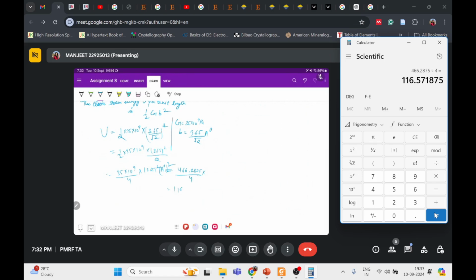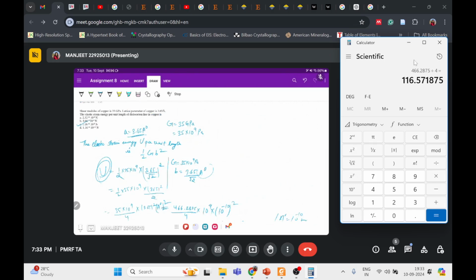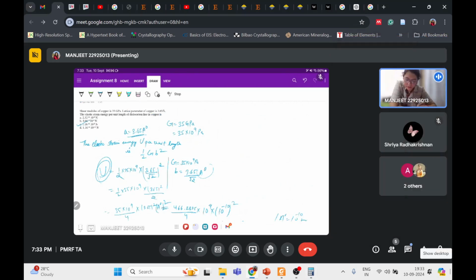So 1.16, you just have to put the values in the formula. The elastic strain energy per unit length will be half G B square. G is given, that is 35 into 10 to the power 9 pascal, and the lattice parameter is also given, but in the last part we also calculated the dislocation vector. For FCC, B will be a by root 2, and once we have this, the elastic strain energy is half G B square.